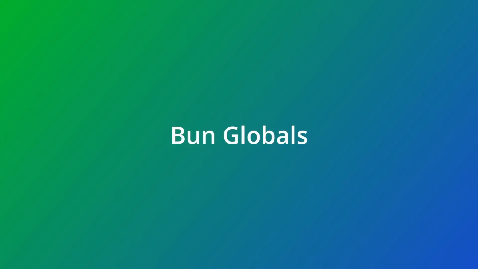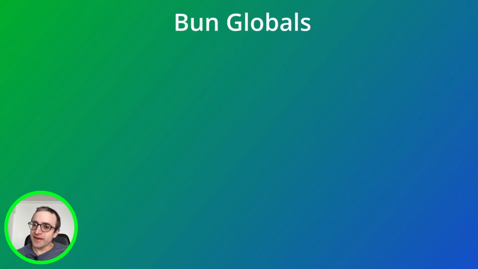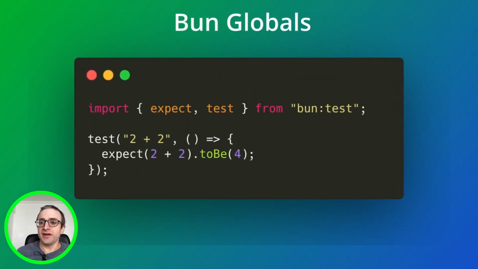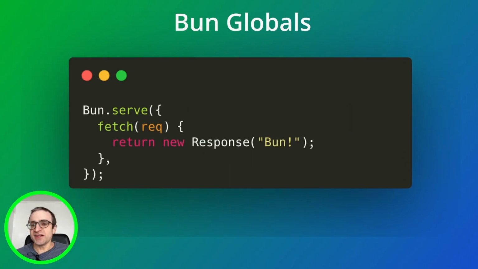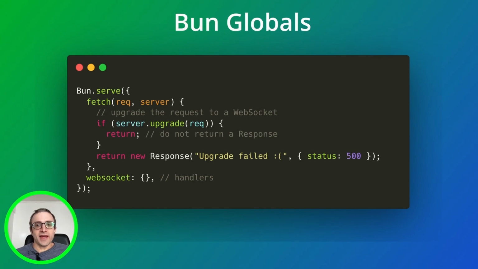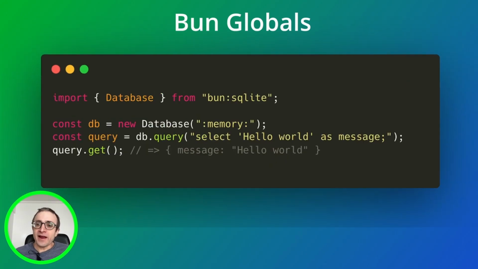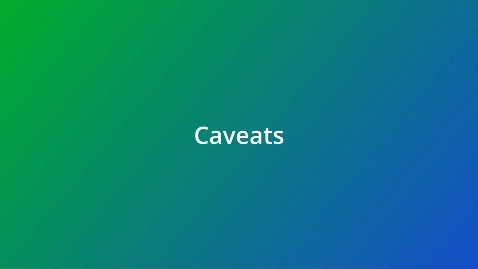Bun implements a global namespace called Bun, which brings a lot of features into the runtime. We already saw bun test for the testing keywords, but we also have a built-in HTTP server, which also supports WebSockets out of the box. We can lazy load files, and bun:sqlite grants access to a built-in SQLite database right in the runtime.